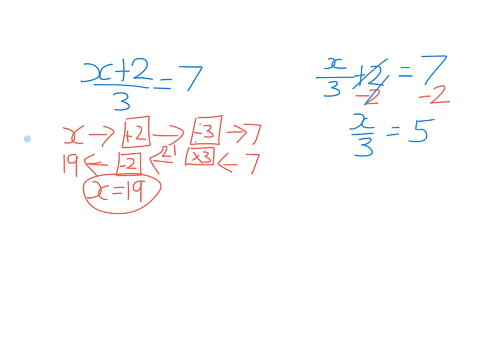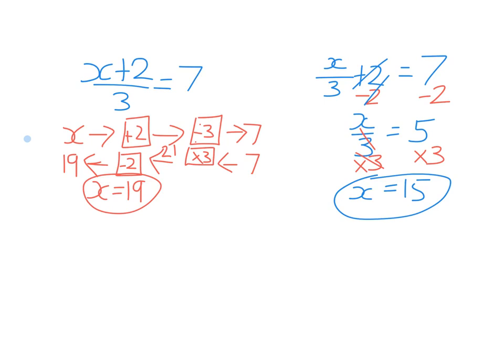So now I need to undo dividing by 3. This fraction means divide. So I undo dividing by 3 by multiplying each side by 3. The 3's cancel out. I'm left with x equals 5 times 3, which is 15. So I got a different solution because the order of operations was different. So just make sure you're clear on what has been done to x. What has been done first, what has been done last.